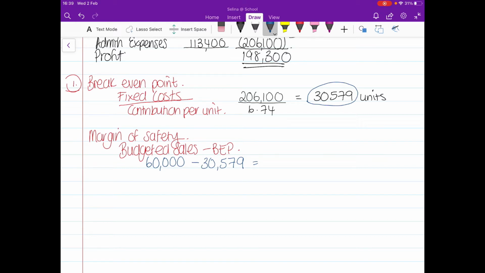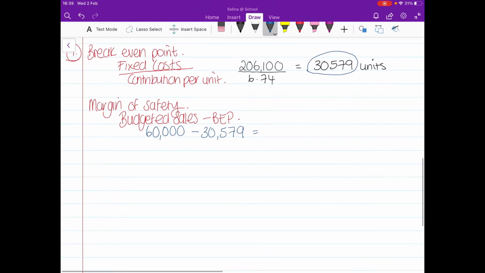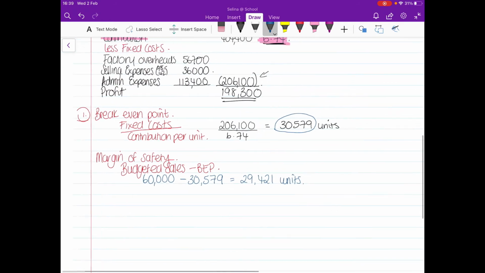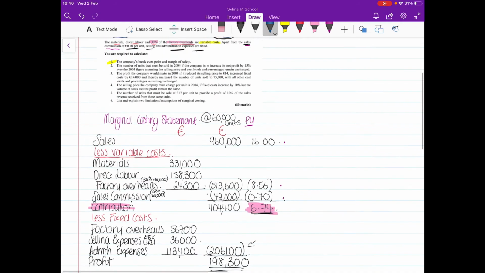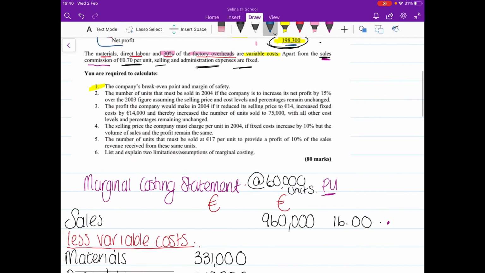So how far, my current level of sales is 60,000. How far can I fall back before I hit my break-even point? That's what the margin of safety is. So our sales can fall by 29,421 units. You need to write units after it or else you'll lose marks. Okay, and that's the first part of your question answered. So that's your break-even point and your margin of safety.